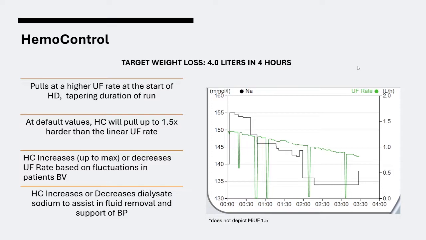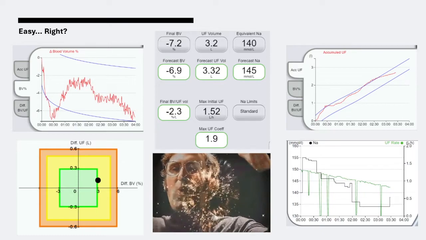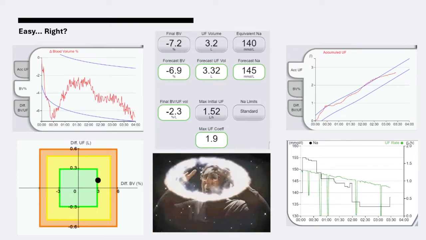It is up to nursing discretion to adjust HemoControl to allow it to get back there, and we will talk about that a bit more in the future. So, easy, right? Pretty straightforward. I mean, there's not that much to HemoControl.